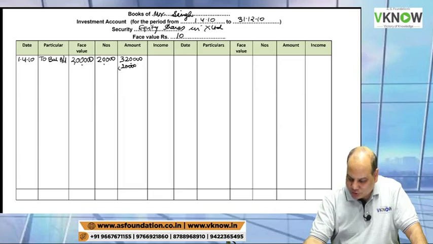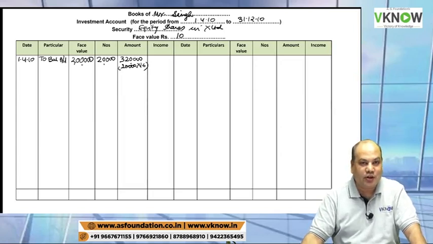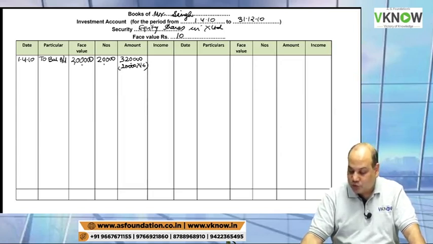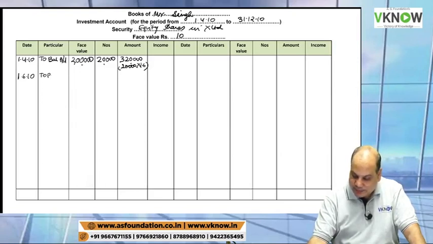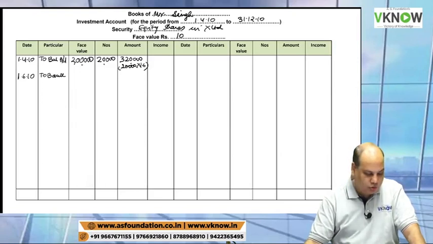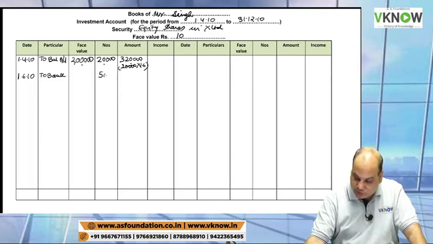20,000 into 16. So we are getting 3,20,000. Then we'll come to one purchase entry, 1/6/10. To bank. To bank we have 5,000 shares purchased.